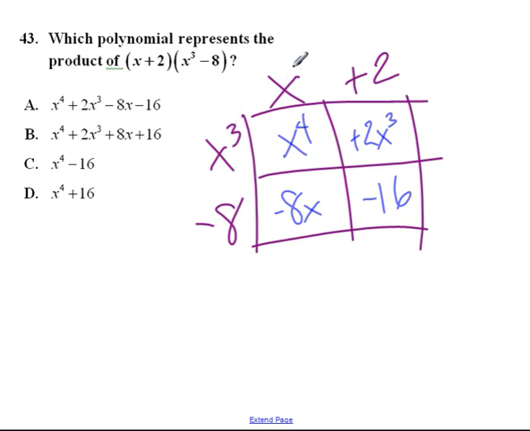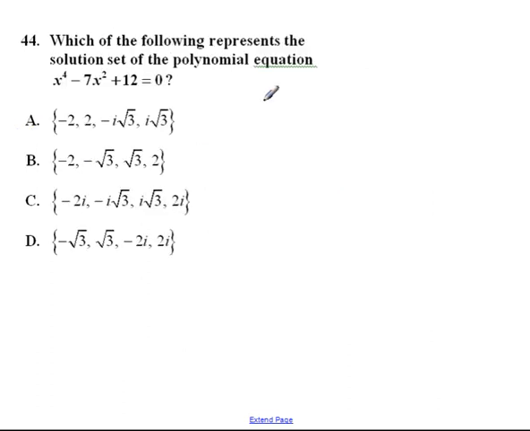Now, since these don't really match right here, these guys are not going to match either, and we cannot put them together. So, x to the 4, plus 2x cubed, minus 8x, minus 16. A is just our answer. There's no like terms to combine. Life is great. And then we get to number 44.